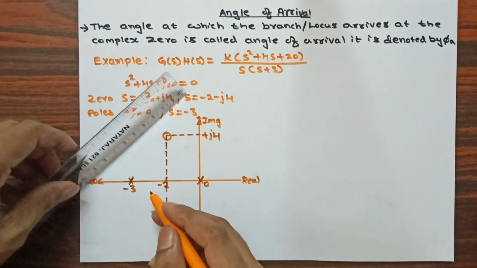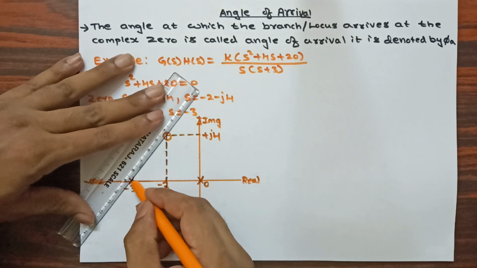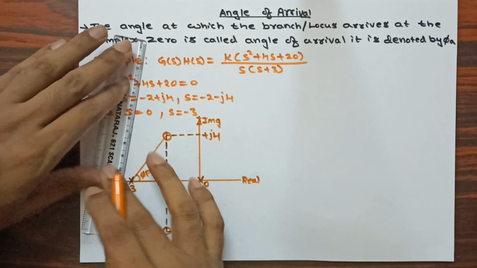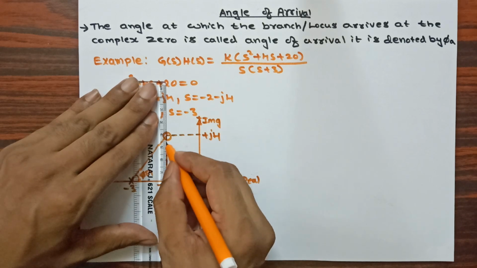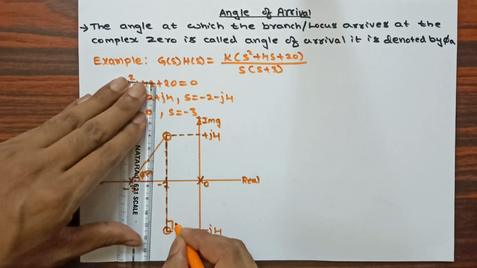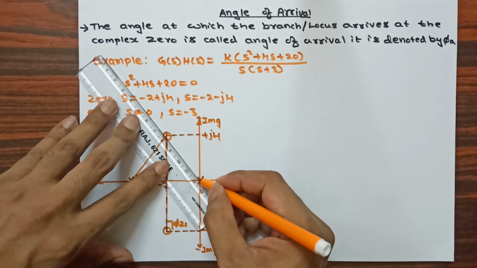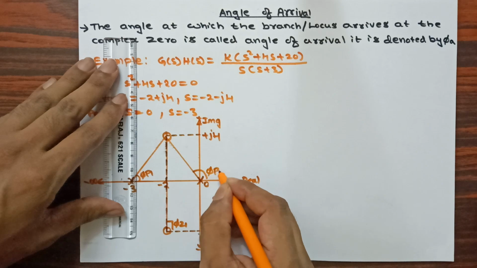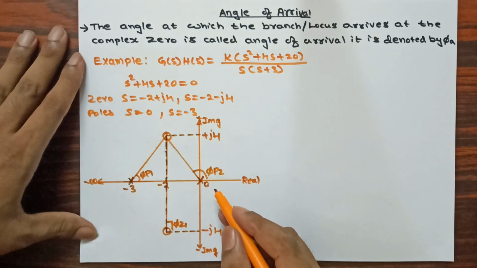Now I am going to join this pole towards this zero, and I am going to name this as phi p1, and then I am going to join this zero towards this pole and name this as phi z1, and then I am going to join this pole towards this zero, then I am going to name this as phi p2. So this is the step we need to follow to calculate the angle of arrival.